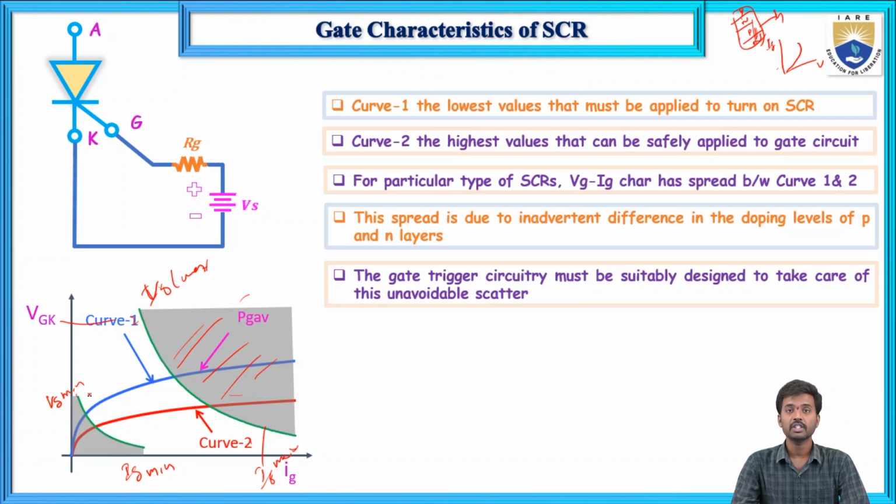There may sometimes be voltage spikes in the gate. Voltage spikes in the gate can cause unwanted false triggering due to dv/dt. So the gate should not be turned on because of the dv/dt rating. With the minimum voltage and minimum current, this region is the safe operating region to give the gate drive to turn on the SCR. This is regarding gate characteristics. Here VG by RG is the load line.